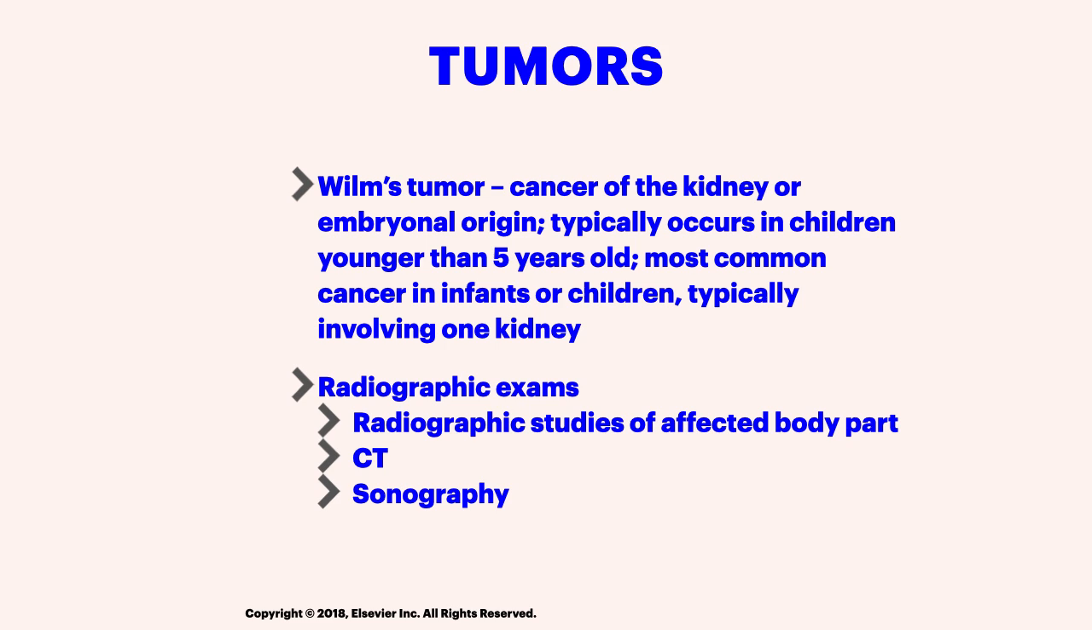Wilms tumor, cancer of the kidney or embryonal region, typically occurs in children younger than 5 years old, most common cancer in infants or children, typically involving one kidney. Radiographic exams include radiographic studies of the affected body part, CT, sonography.